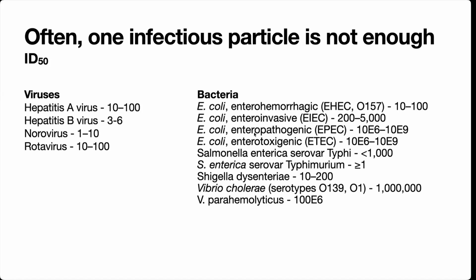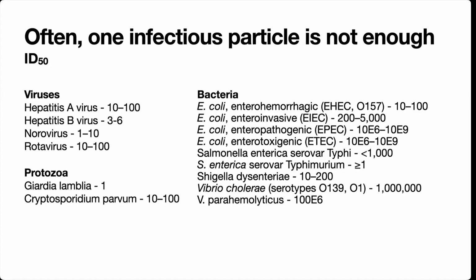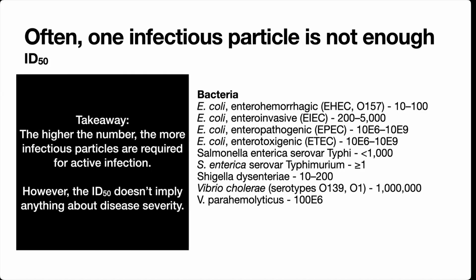And so the higher that number is, the more infectious particles a person needs to be exposed to in order to come down with whatever infection it produces. And then we have protozoa. So Giardia is 1 and Cryptosporidium is 10. And so we have this really big difference between the infectivity of viruses, protozoa, and bacteria. And so they're all very different, right? And so the takeaway is that the higher the number, the more infectious particles are required for infection. But the ID50 does nothing to inform us about disease severity.